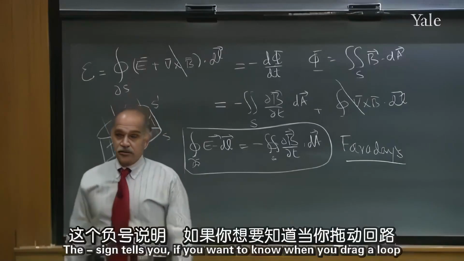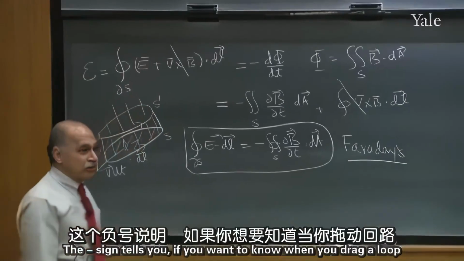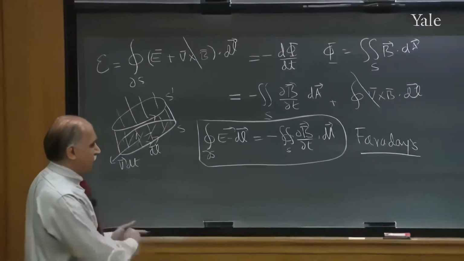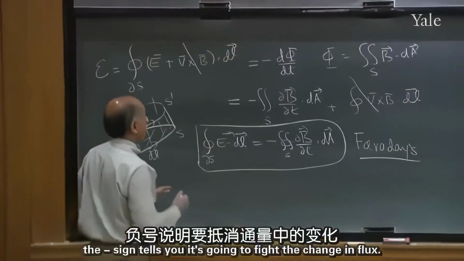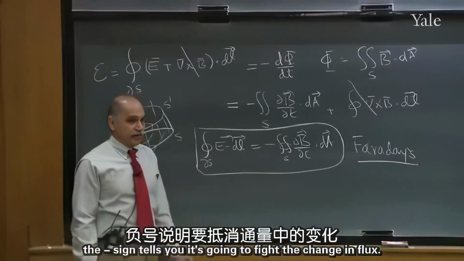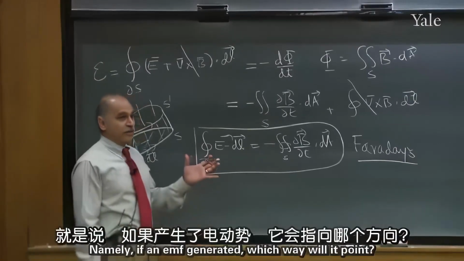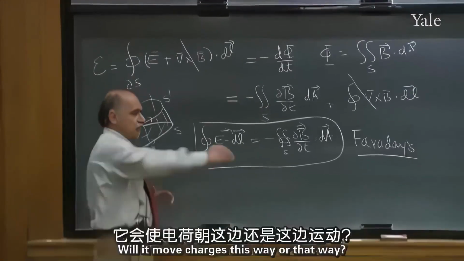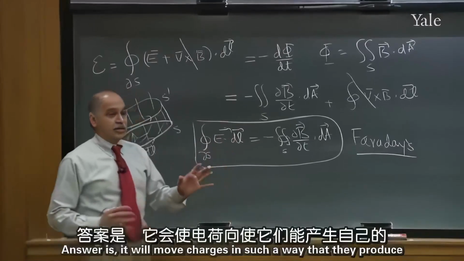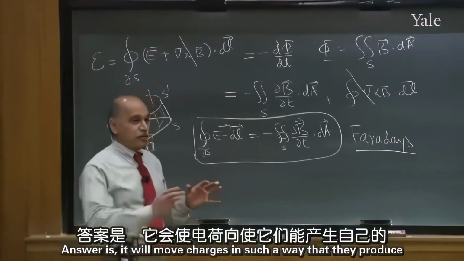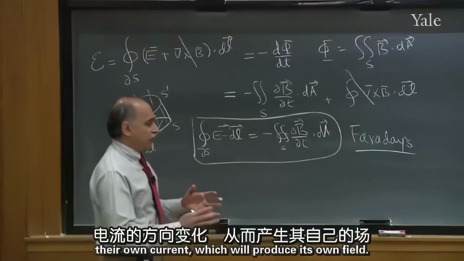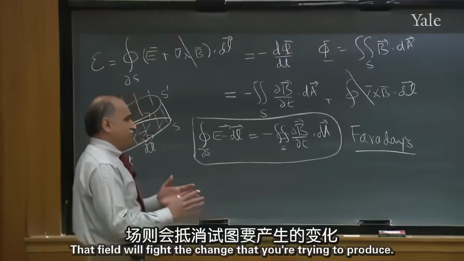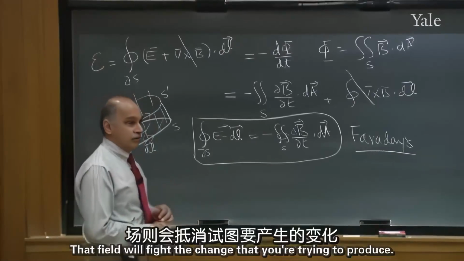The minus sign tells you, if you drag a loop or change the flux through it, what is it going to do? The minus sign tells you it's going to fight the change in flux. Namely, if an EMF is generated, which way will it point? Will it move charges this way or that way? The answer is, it'll move charges in such a way that if they produce their own current, which will produce its own field, that field will fight the change that you're trying to produce.